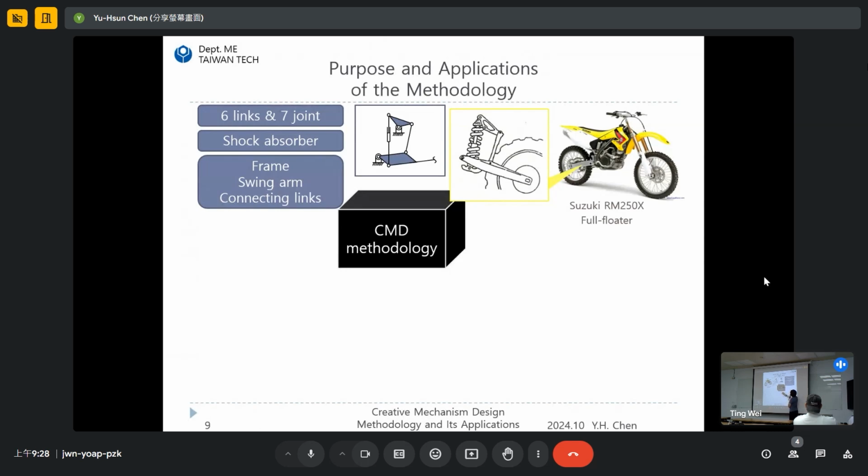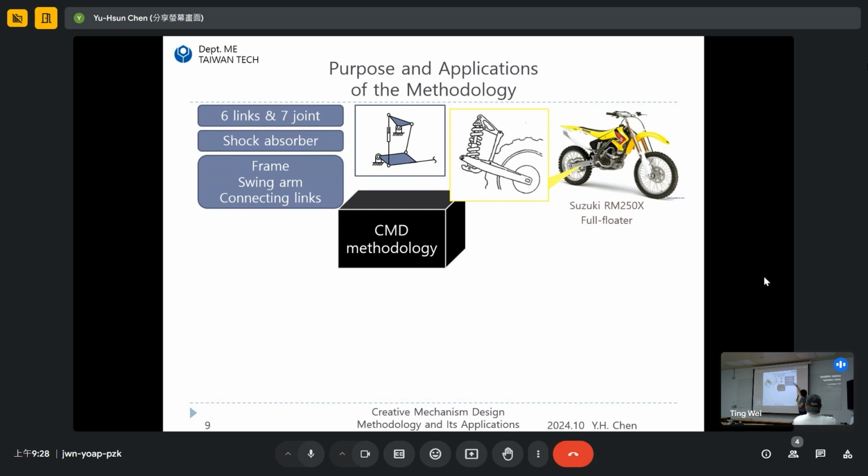And we find that there are 6 links and 7 joints included in this mechanism. And then we need a shock absorber over here. A shock absorber is composed of a piston and cylinder, so there are 2 links. And then we need a frame, which is a fixed link for every mechanism.